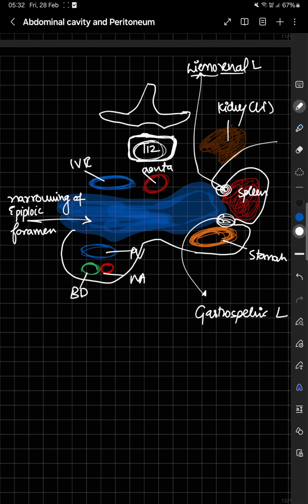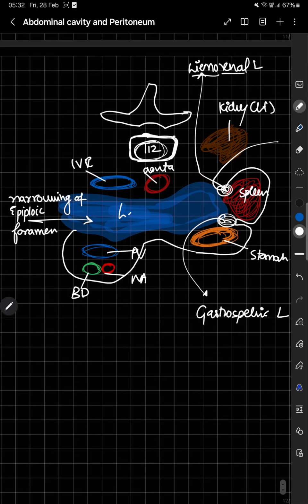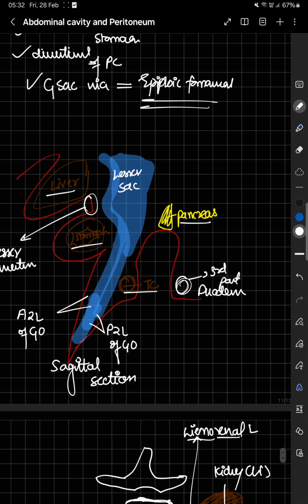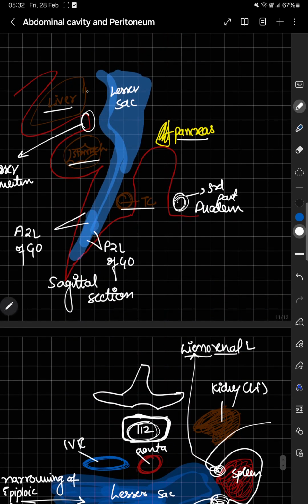so now we'll be discussing the boundaries of our lesser sac. After all these diagrams, we definitely have to make out the boundaries, hopefully a little easier. Okay, so for the boundaries, first we have the anterior wall. In the anterior wall, we'll have the caudate process of liver. It's with respect to this diagram.